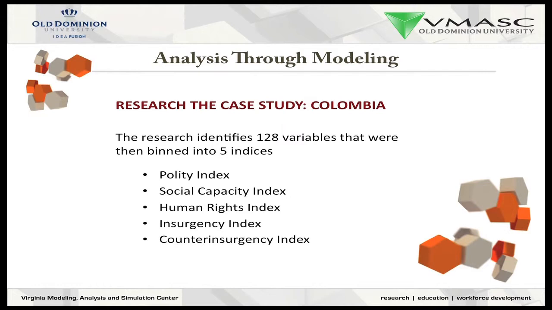So after the students take a look at this, we walk through how we're going to characterize that particular situation. What we came up with was a set of indices that help characterize the key elements from both a government standpoint and an insurgency standpoint to understand the behavior of that system. You see these indices here: polity, which has to do with how democratic a governance capability is, the social and human rights piece, the insurgency piece itself, and then what the government is doing from a counterinsurgency standpoint.